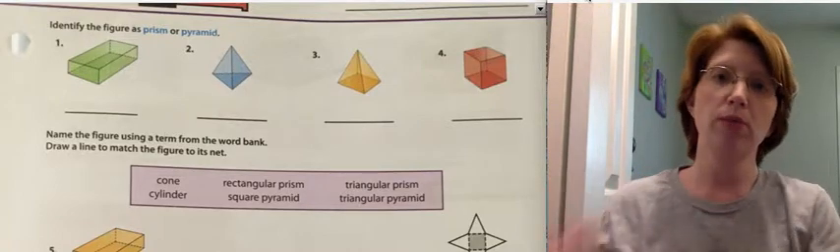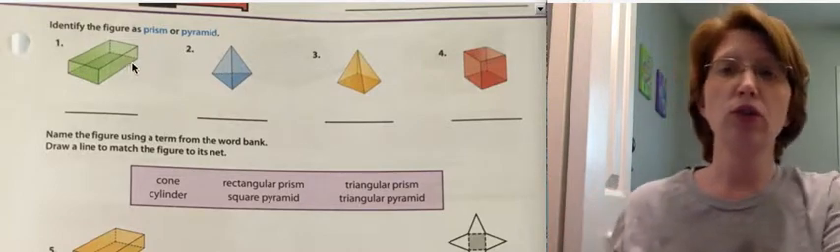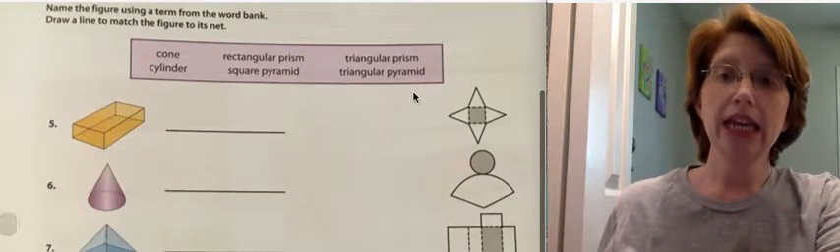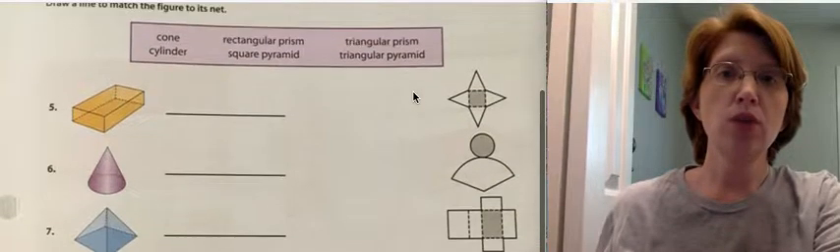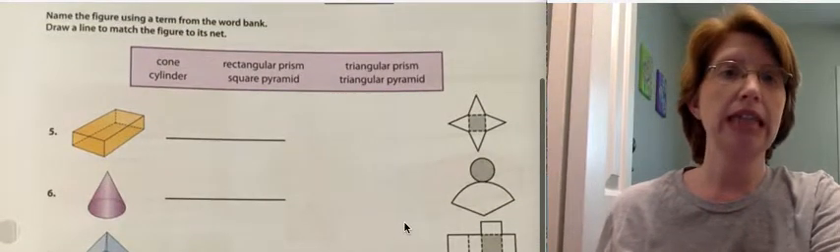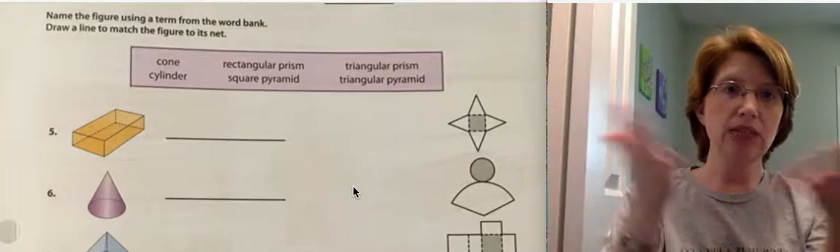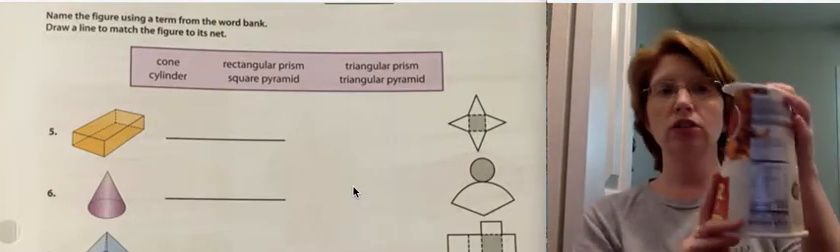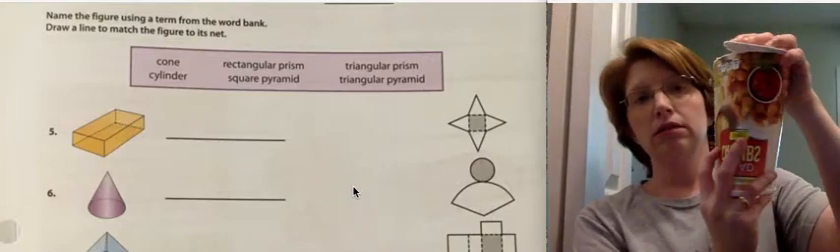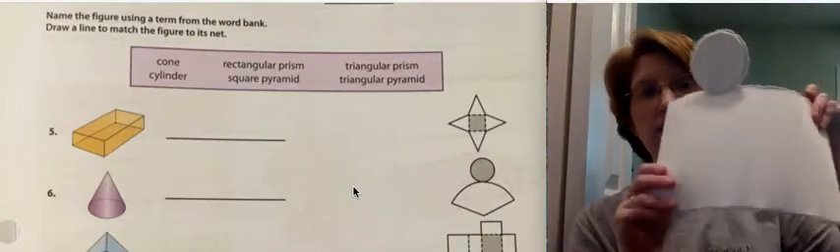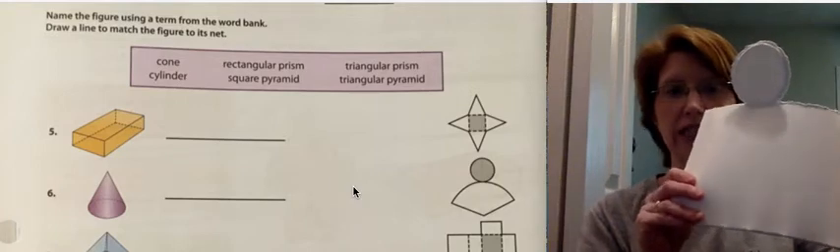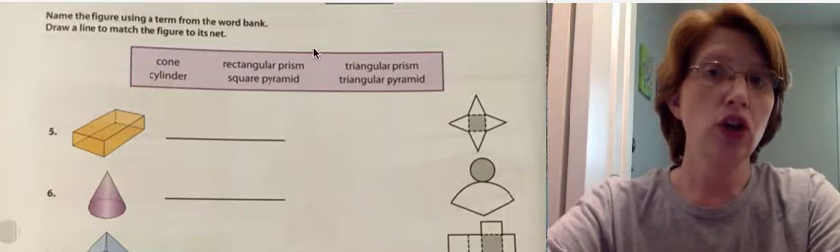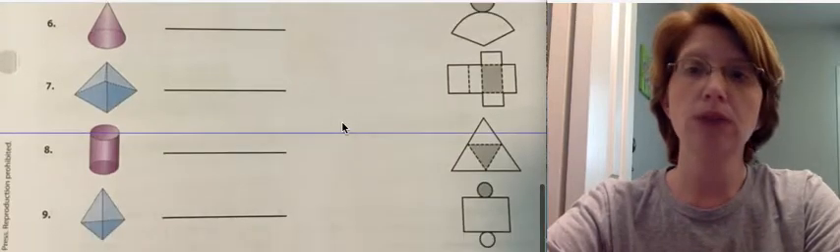So, what do you remember? First, 1 through 4, you're going to label these either prisms or pyramids. And then 5 through 10, you're matching the figure to its net. So what does it look like when it's flat? Remember my example of that? This was a cylinder, and then it was cut open, and this is the flat net of the cylinder. Okay, so you're going to match those, and they tell you exactly your choices up here in the purple box.